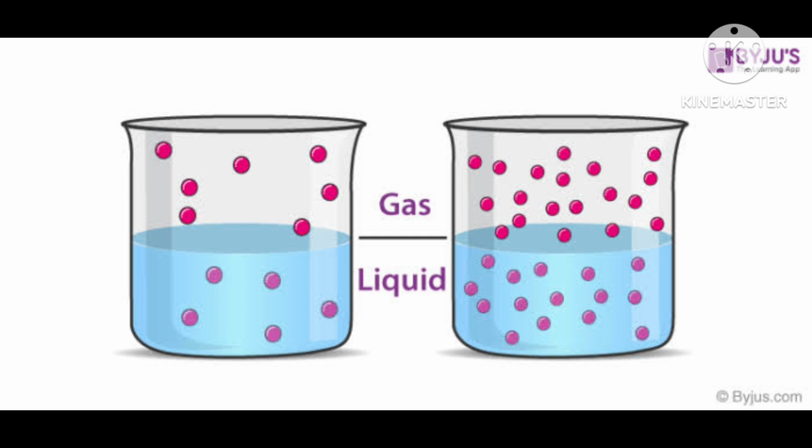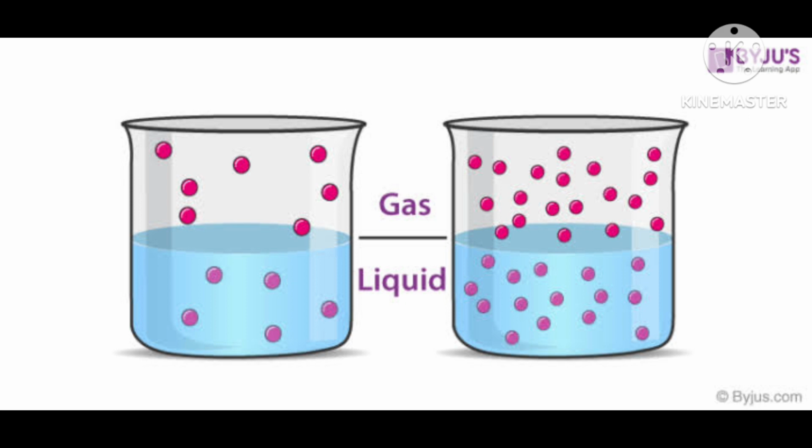Here you have to calculate the molar mass of the solute. Osmotic pressure is equal to CRT, that you know. C is concentration, and concentration is equal to mole per liter, and mole is equal to mass by molecular weight, mass by molar mass.